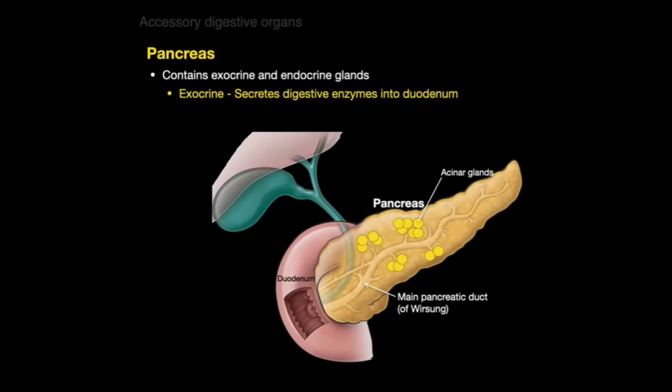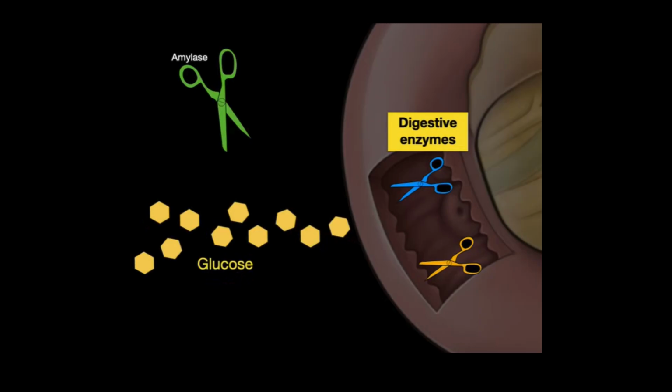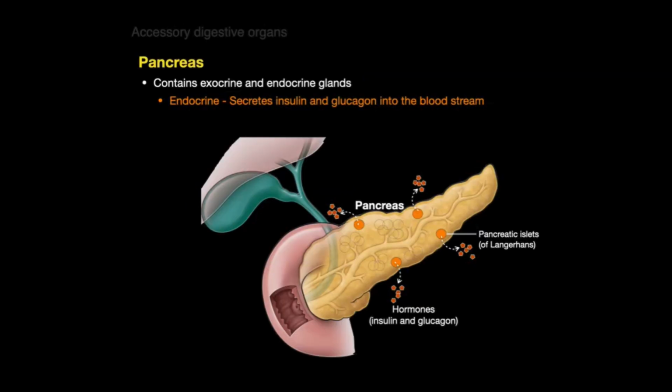Now, the digestive enzymes of the pancreas consist of three different types of enzymes. First, you have protease. Protease is going to break down your proteins into amino acids, allowing for an easier absorption of nutrients. And then you have amylase, which is going to break down your carbohydrates like starch into glucose for easy absorption of nutrients. And you have lipase, which is going to break down your fats into glycerol and fatty acids, allowing for easy absorption as well.